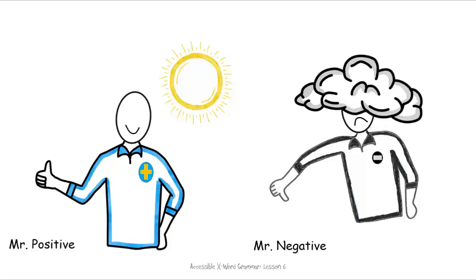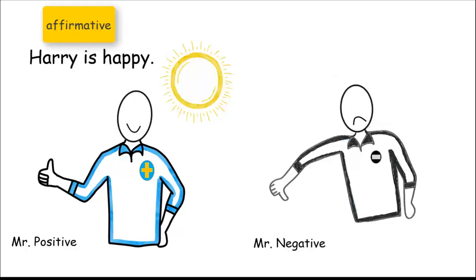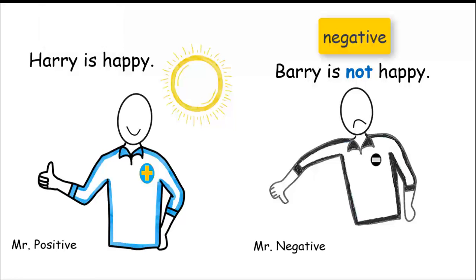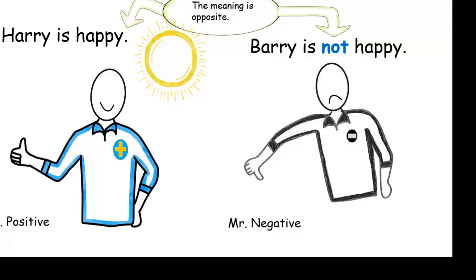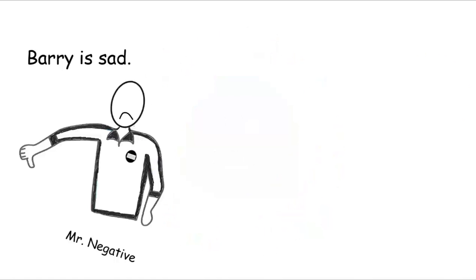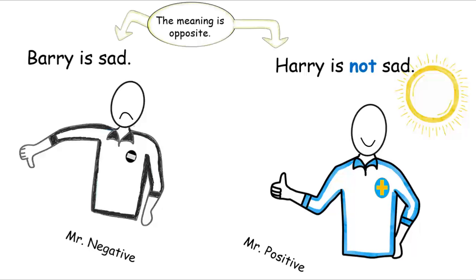In grammar, the opposite of a negative sentence is called an affirmative sentence. Harry is happy is an affirmative sentence. Barry is not happy is a negative sentence. Happy is the opposite of not happy. Of course, with some verbs, a negative sentence might have a happy, positive meaning. Barry is sad. Harry is not sad. The meanings are still opposites.